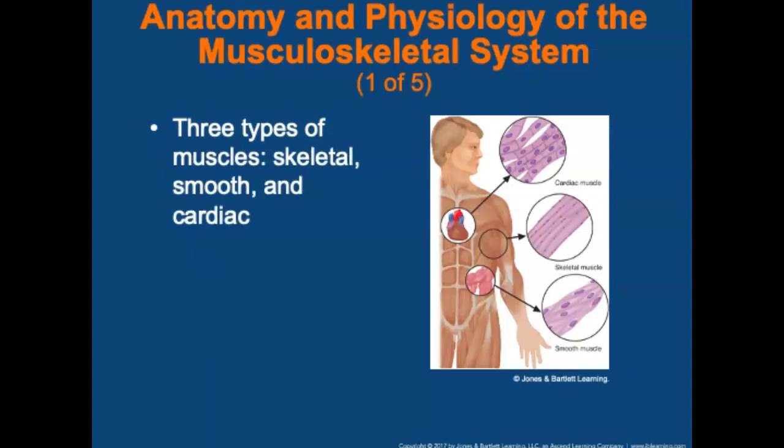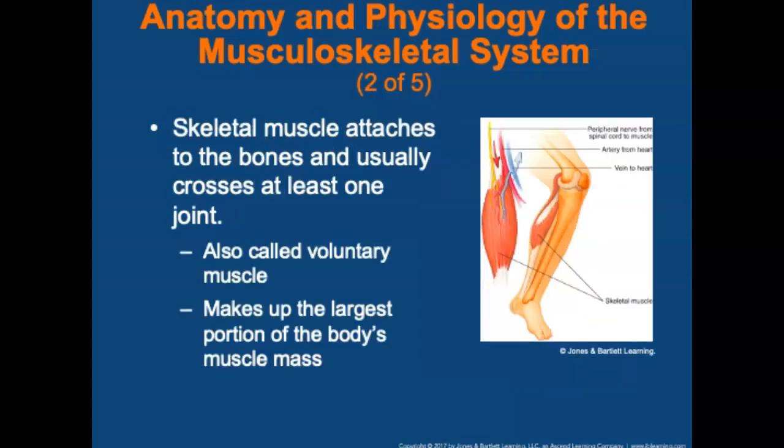All right, so let's talk a little bit about the anatomy and physiology of the musculoskeletal system. There are three types of muscles: skeletal, smooth, and cardiac muscle. First, we're going to talk about the skeletal muscle. The skeletal muscle is also called striated muscle because of its characteristic stripes. It attaches to the bones and usually crosses at least one joint.